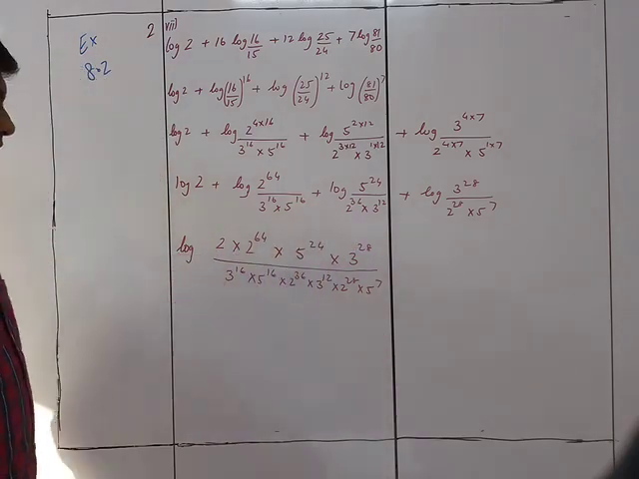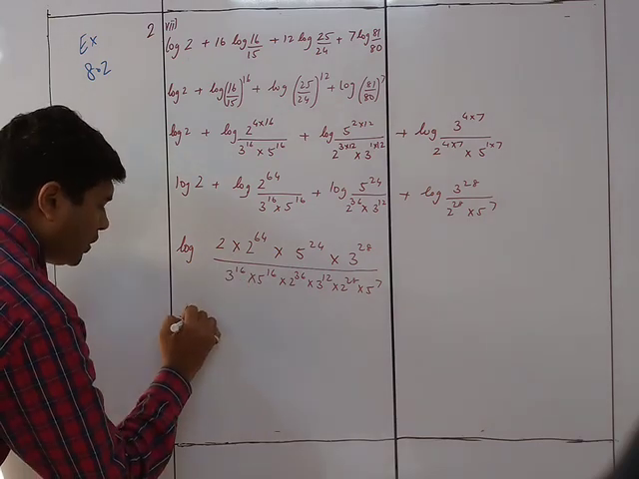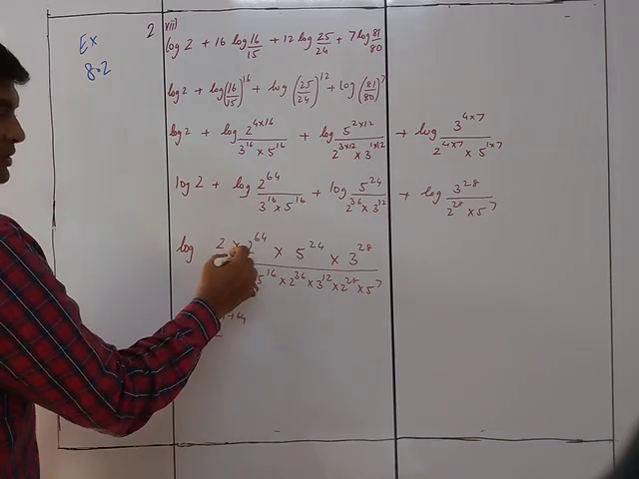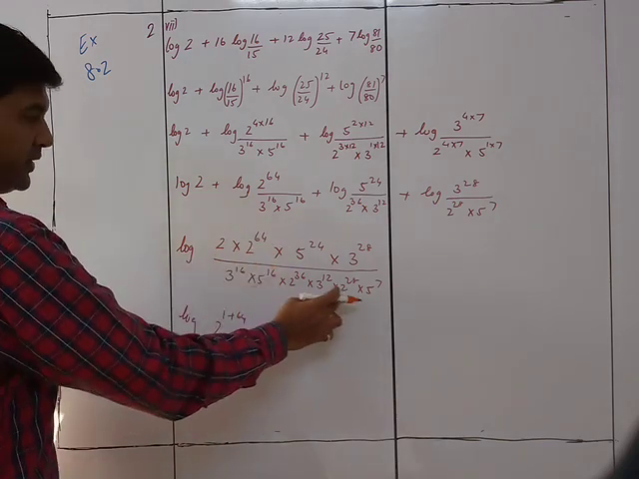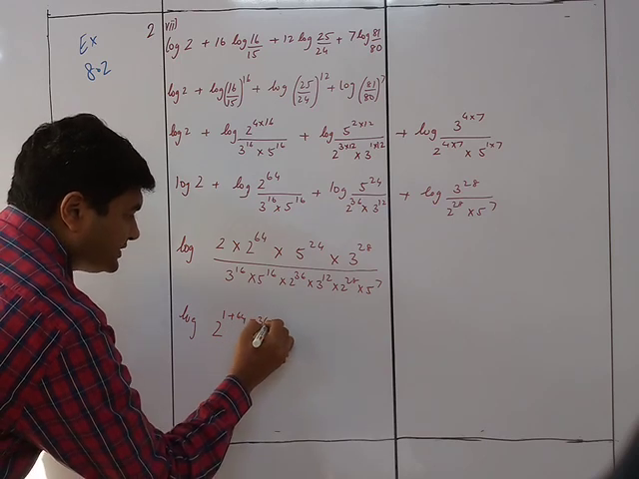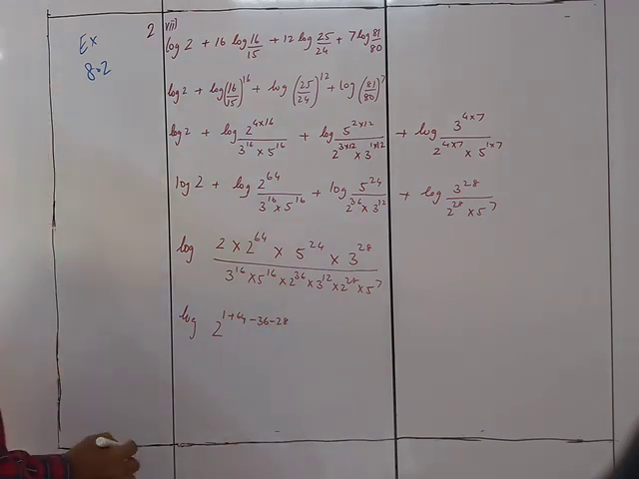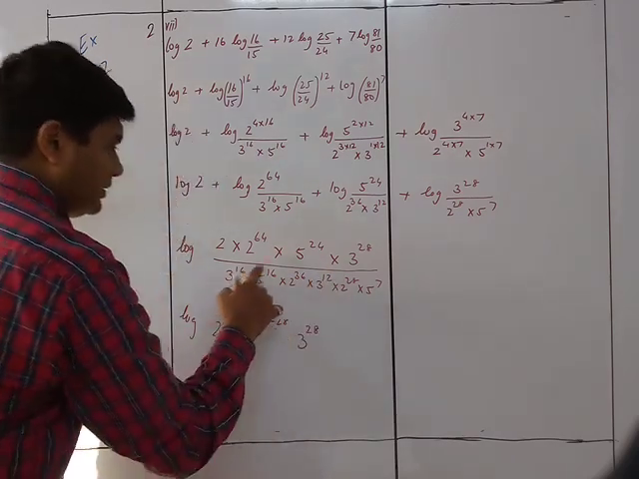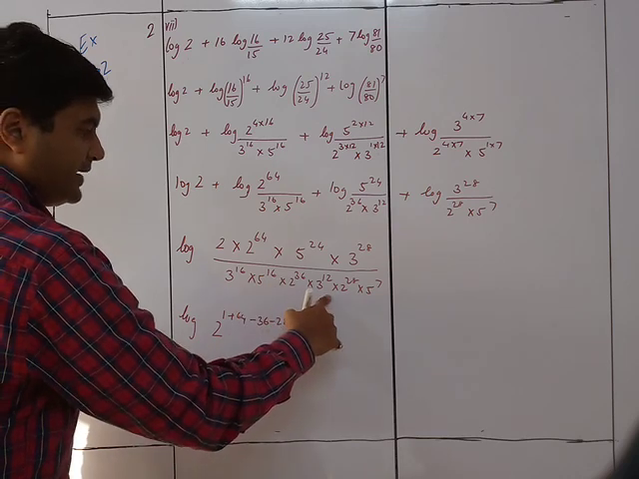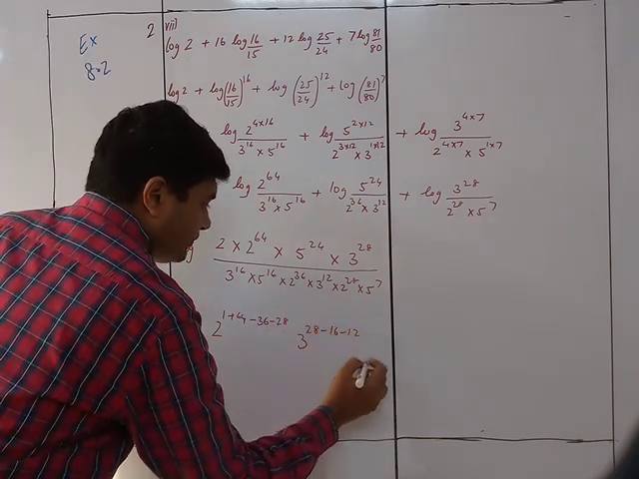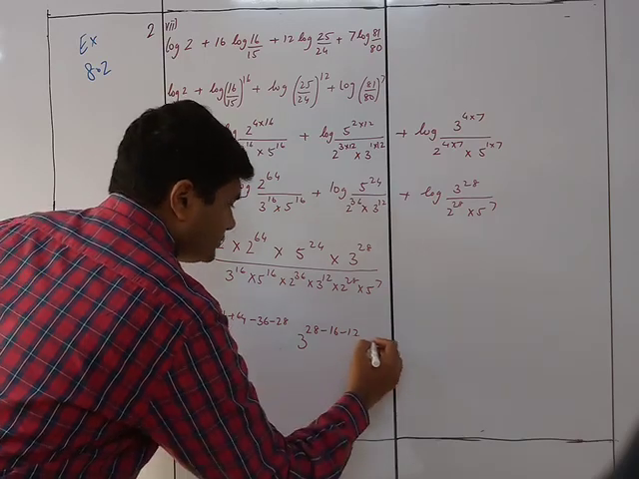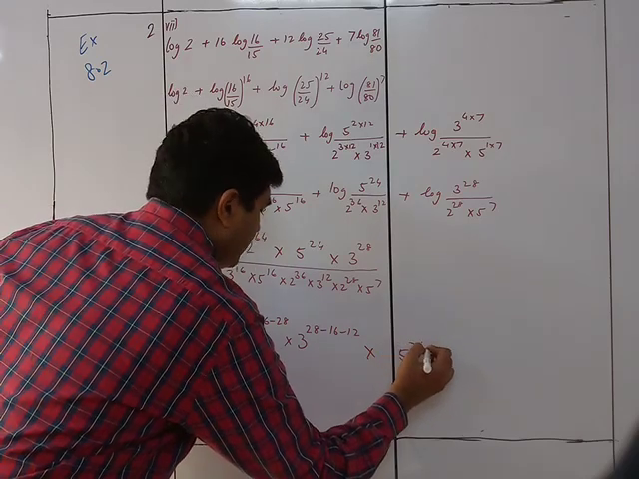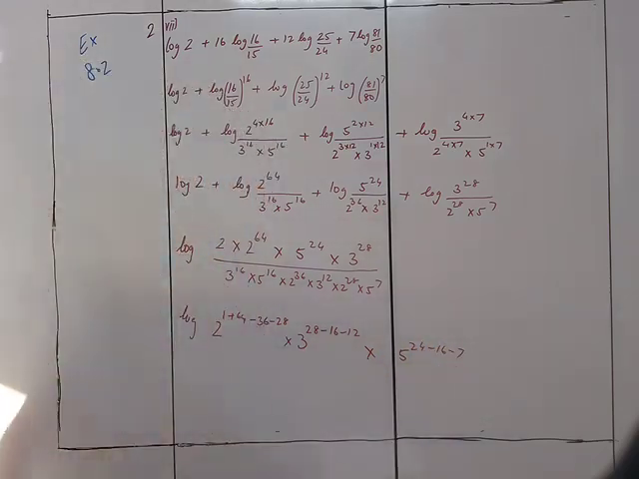Finding out the common things over here. So we get log of 2 raised to 1 plus 64, minus 36, minus 28. Then 3s: 3 raised to 28 minus 16 minus 12. The next is 5: 5 raised to 24 minus 16 minus 7.